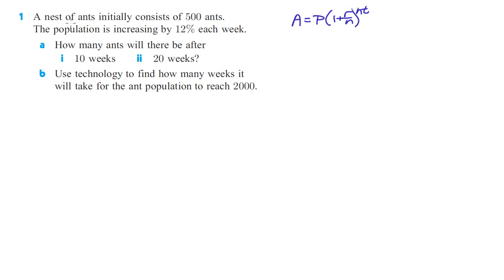All right, so we start with number 1 here. A nest of ants initially consists of 500 ants. The population is increasing by 12% per week. How many ants will there be after 10 weeks? So let's try that one out.